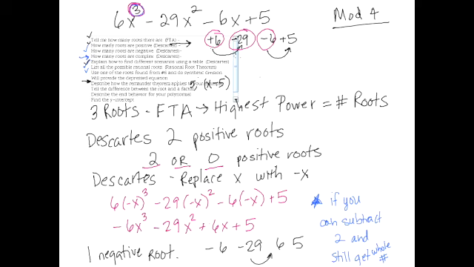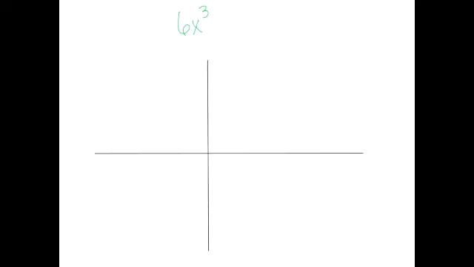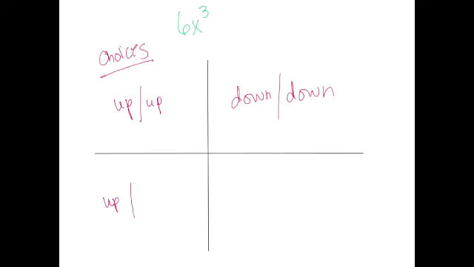Let's talk about the end behavior. Tell me about your end behavior. You have 4 choices. Okay, these are your choices. You have up, up, down, down, up, down, or down, up. These are your 4 choices. You've got to pick one of these 4 choices.